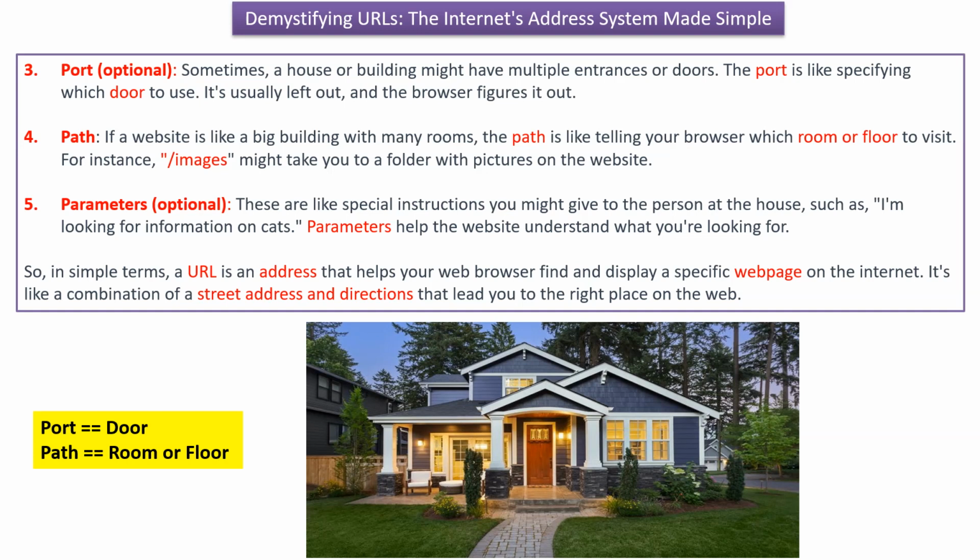Parameters are like special instructions you might give to the person at the house. Like, I am looking for information on the cats. Parameters help the website to understand what you are looking for. So in simple terms, URL is an address. URL helps your web browser to find and display a specific page on the internet. URL is like a combination of street address and directions that lead you to the right place on the web.